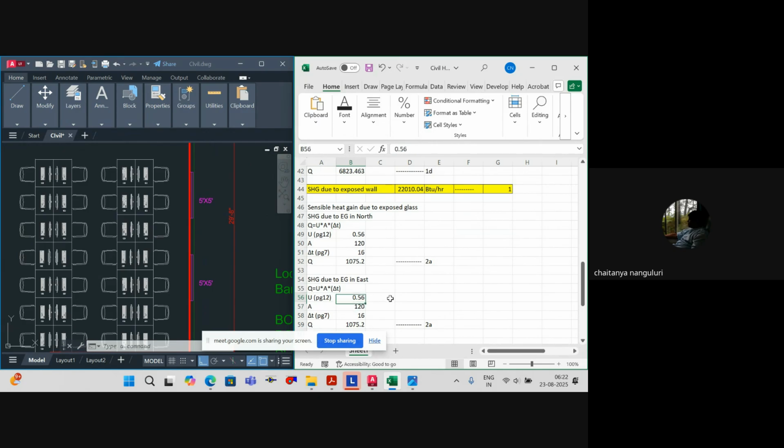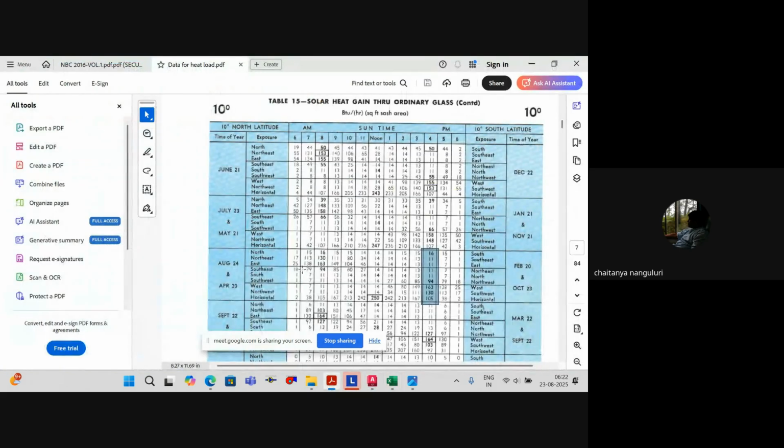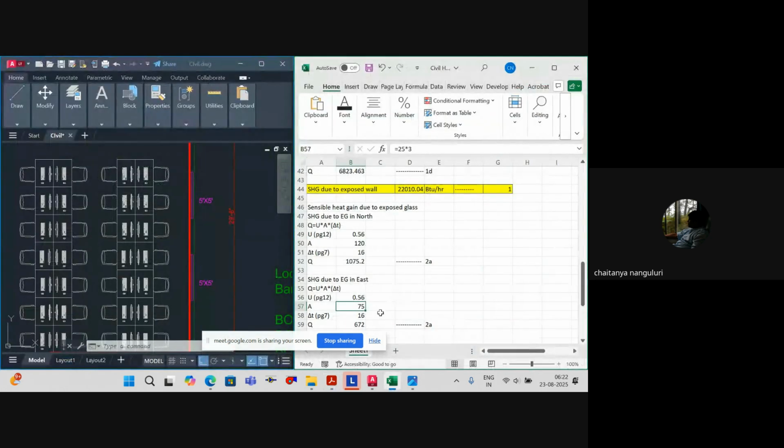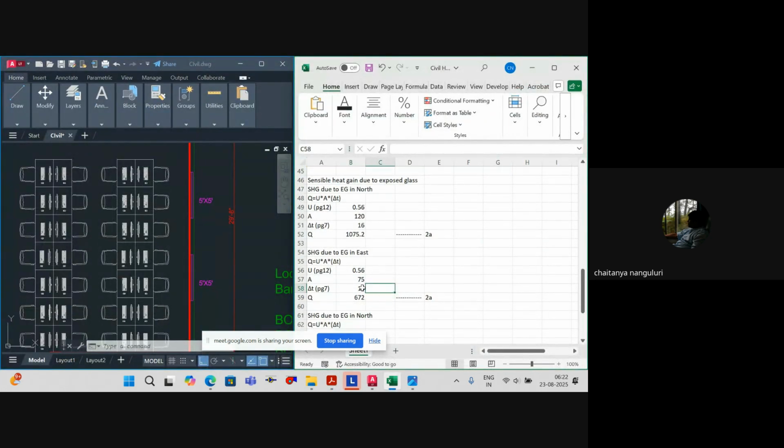So area is equal to 25 into 3. That's our area. Delta T we have to see for east direction. What is the value? That's 11. You agree? Yeah. So this value is 11. East direction delta T is 11. So automatically we got this value, which is equation 2b.